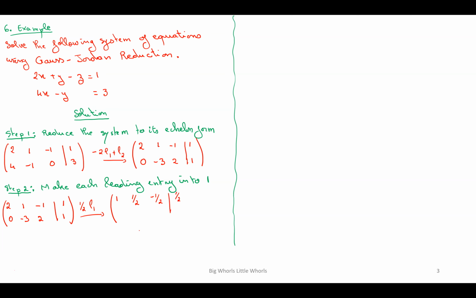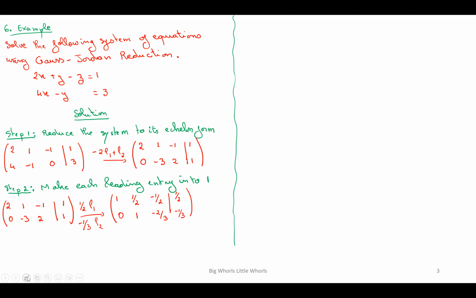Okay. Then the leading entry for the second row is minus 3. So we need to divide it by minus 3. So minus 1/3 of row 2. Multiply row 2 by minus 1/3 will lead us to 0, 1, minus 2 over 3 and minus 1/3. So step number 2 is finished. Each of the leading entries is turned into 1.